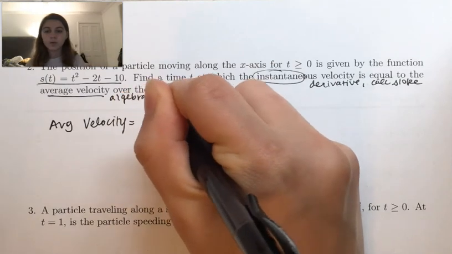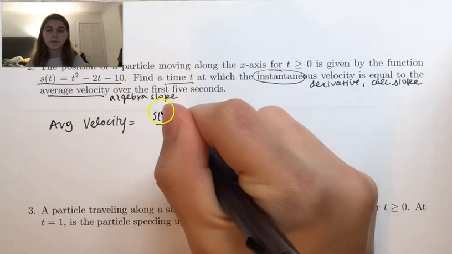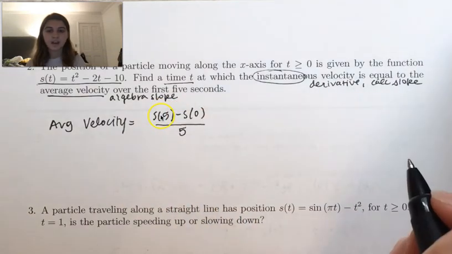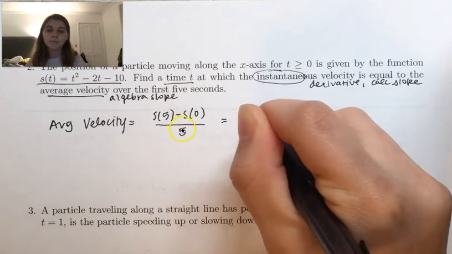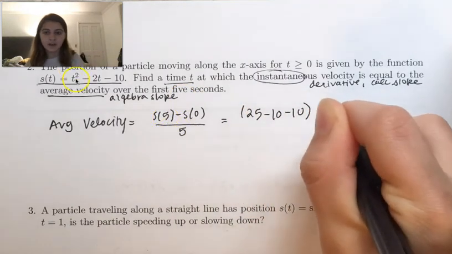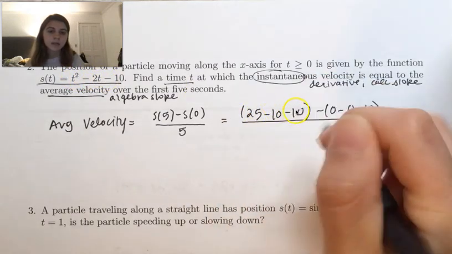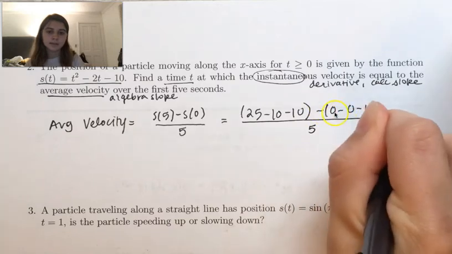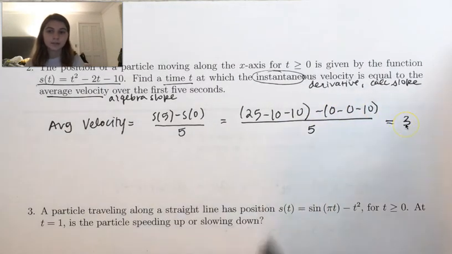So we're first going to find the average slope. That's s of 5 minus s of 0, because our interval is 0 to 5, divided by 5. And plug in 5 up here, so 5 squared minus 2 times 5 minus 10, and then minus 0 squared minus 2 times 0 minus 10. And we get 3. So 3 is our average velocity.